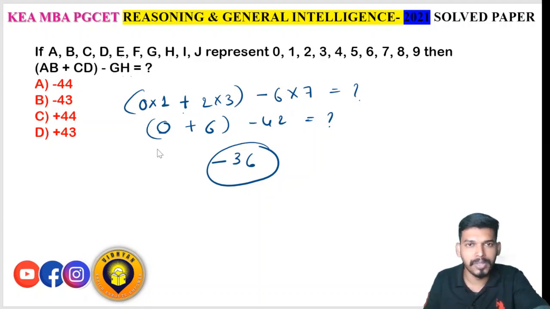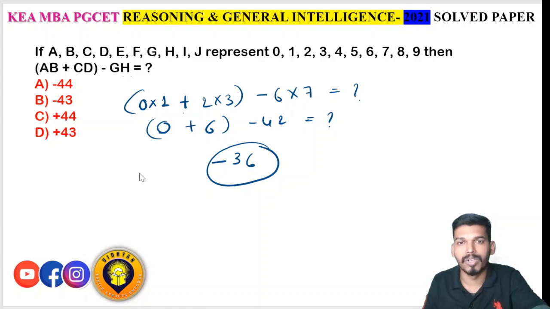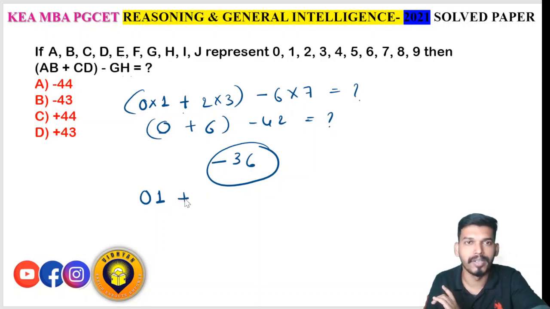But here, how should we take this question? You have to take it as a single digit number. A is 0, B is 1, that means it is 1. 0 1 is 1. C D is 2 and 3, which is 23. We have to take it this way. And 6 into 7, 67.